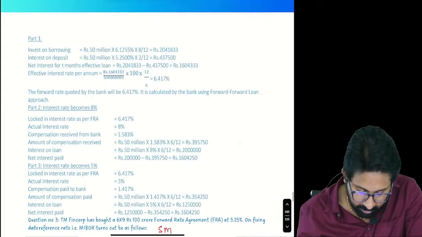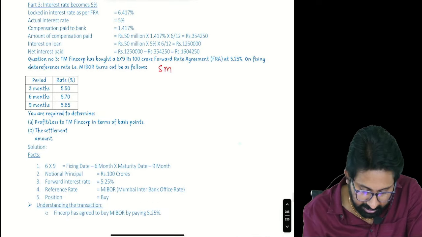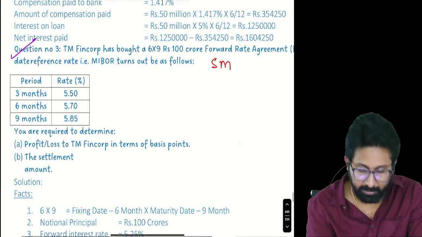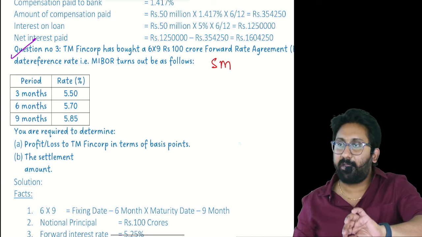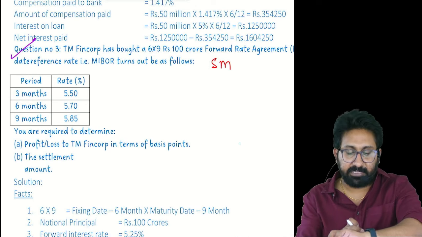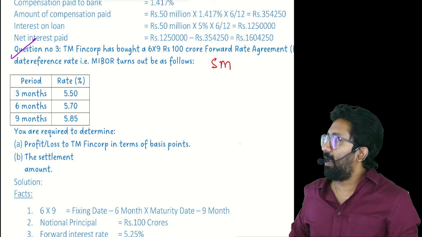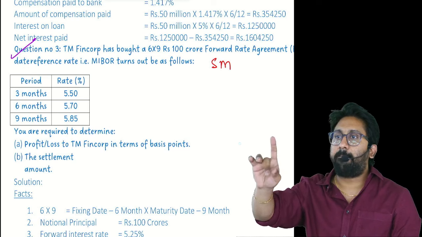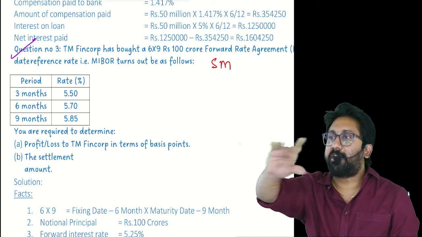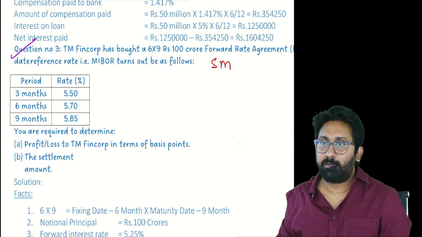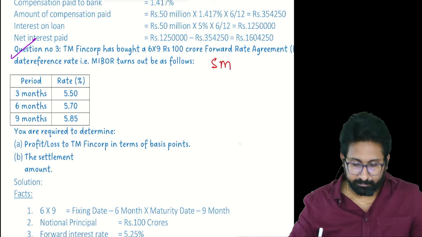Now, let us take question number 3. Before that, if you want to take a break, take a short break and come. It's 11:45, at 12 o'clock we will start again. If you come back, in the next 1.5 hours I will complete the entire forward rate agreement and interest rate futures as well.